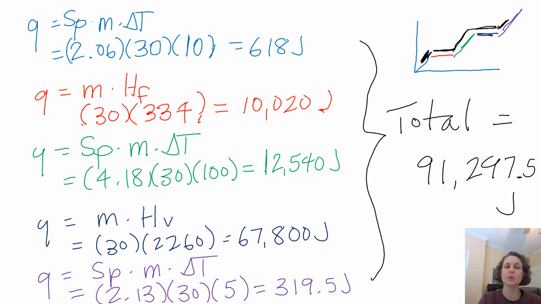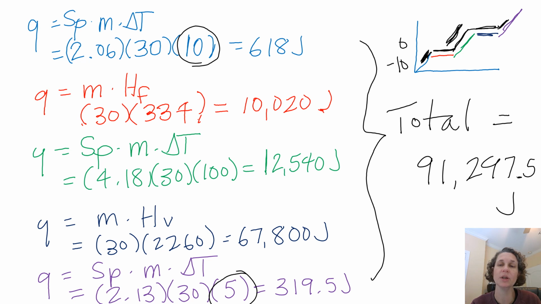So the big thing to point out, first of all, are these temperature changes for the SP times M times delta T. This temperature change is just the difference between, in that first case, -10 and 0. So that's where I get the 10. The second temperature change is the difference between 0 and 100, as I boil the water right here, that's 100. And then that third temperature change down here, this 5, is the difference between 100, which is where water would boil, and the 105 is our final point. So that's where those come from.